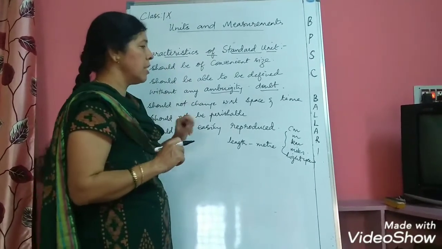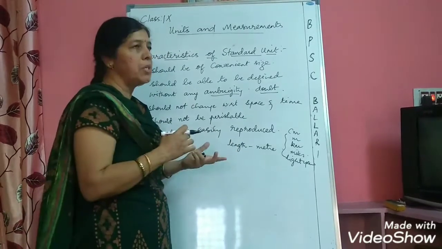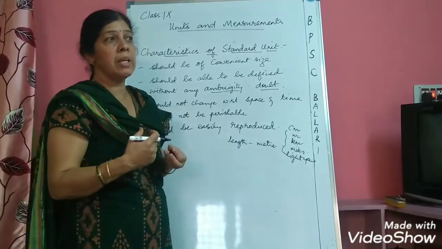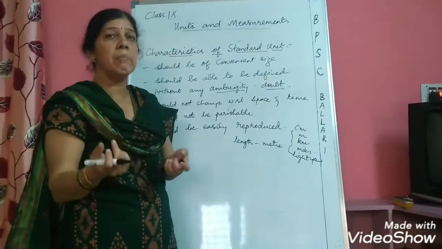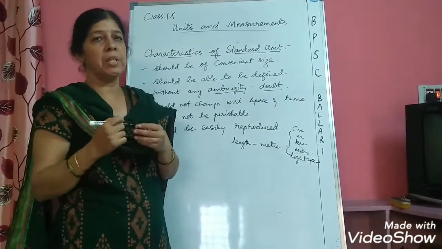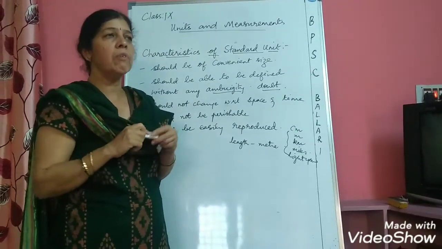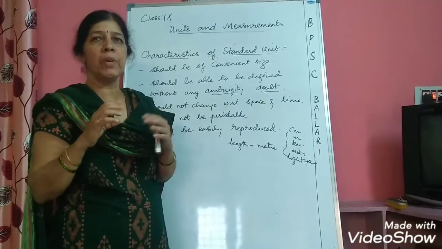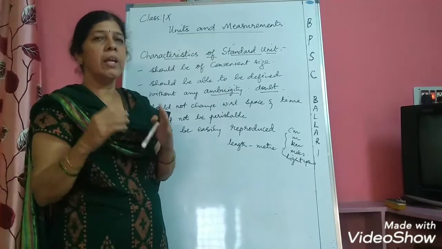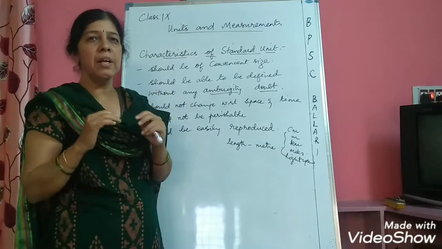Based on these features, we have decided that some units should be taken as standard units. Which units should be taken as standard units? Whether you should consider centimeter as a standard unit or meter as a standard unit. When you want to measure mass, whether you should take grams or kilogram as a standard unit, that was decided by the International Bureau of Weights and Measures, where all the scientists from across the whole world met and decided that some units should be used as standard units.